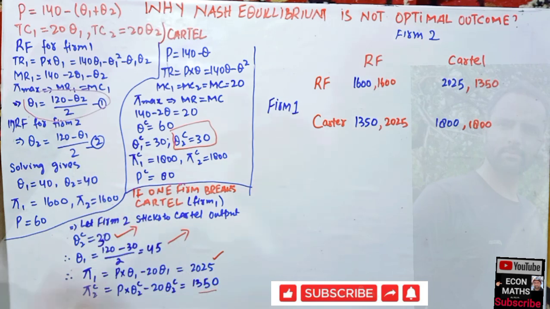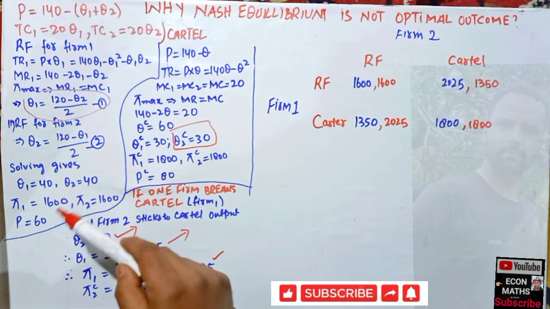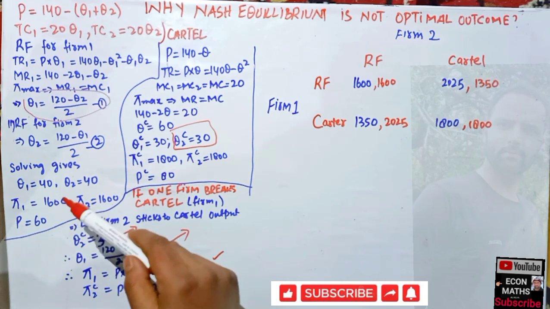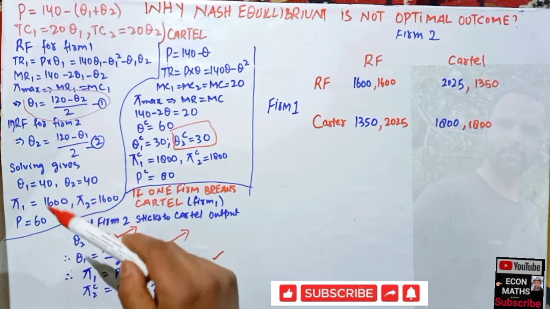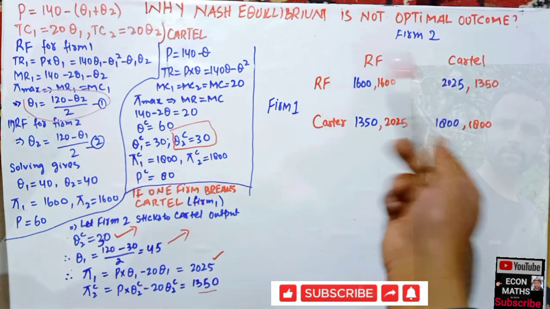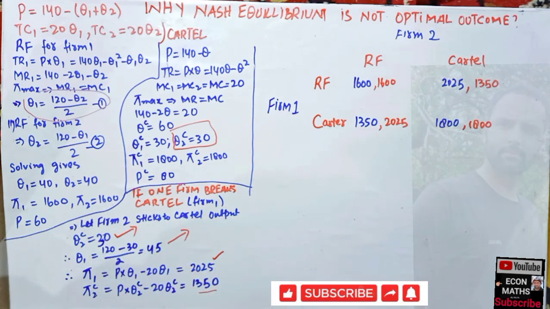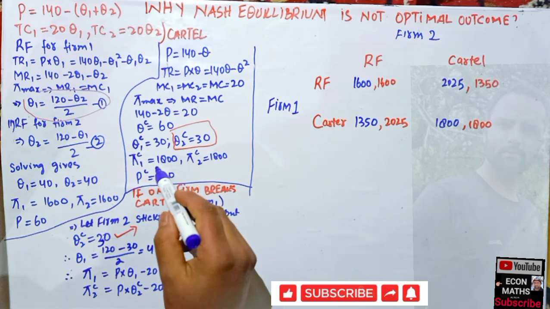In case of Nash equilibrium, no firm has any incentive to take a unilateral decision, and I will explain it here. So this was the thing. Now you can ask the question: why do the firms not choose to produce according to the cartel?